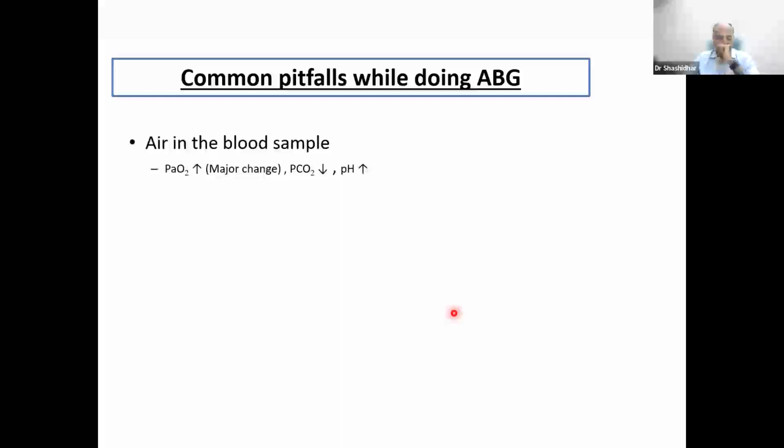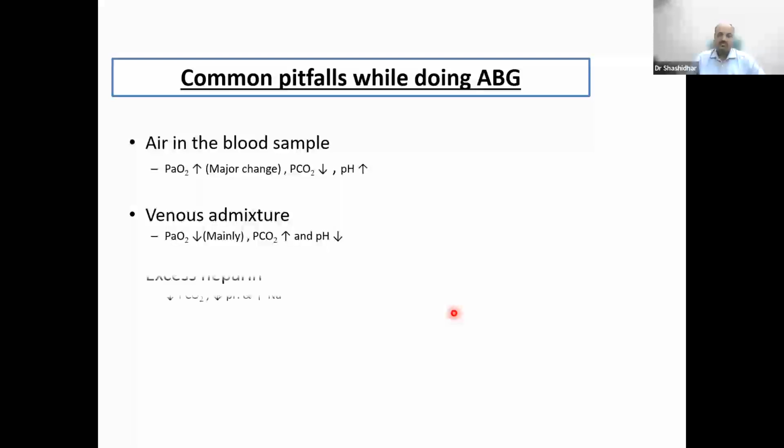If you have air, because air has very little carbon dioxide, the CO2 from the blood will diffuse to the air. So the CO2 drastically comes down in the sample. PO2 increases because of oxygen in the air. Thereby pH can increase because PCO2 is falling. The opposite happens when you mix venous blood: PO2 goes down because veins have less PO2, PCO2 goes high, and pH comes down. Excess heparin, because it's an acid, can cause a false elevation of pH, and can also reduce the PO2 in the sample.